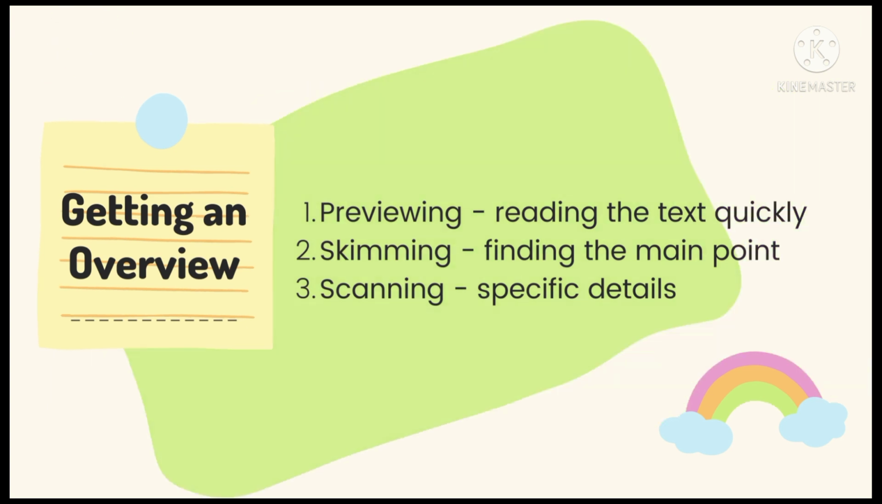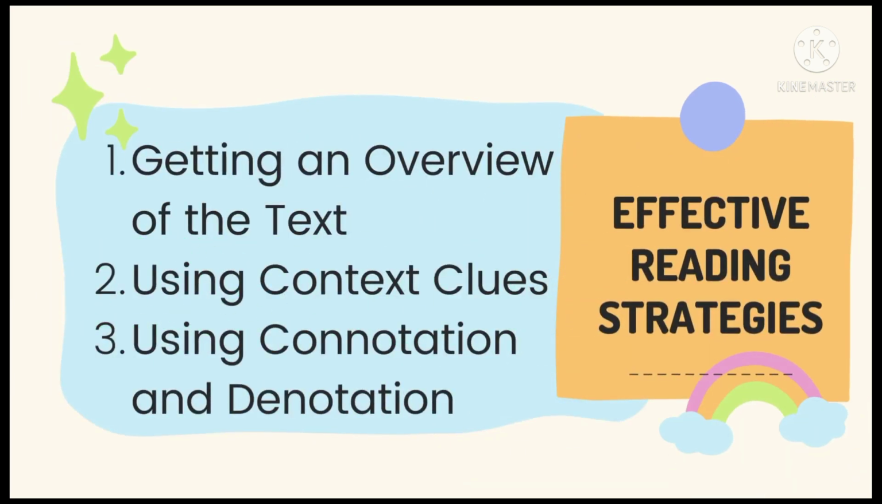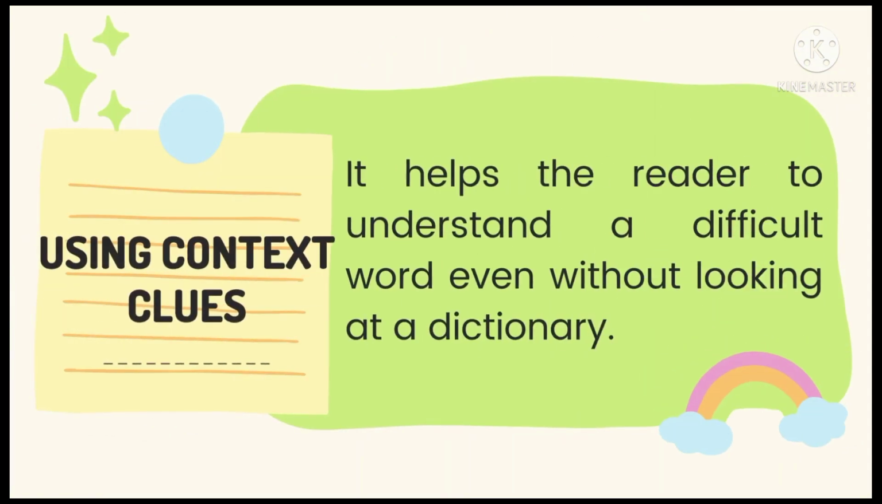The second technique, or the second effective reading strategy that we can talk about, is using the context clues. The use of context clues helps the reader to understand a difficult word even without looking at a dictionary. Context clues are hints found within a sentence, paragraph, or passage that the reader can use to understand the meanings of new or unfamiliar words. There are also some ways on how you will be able to understand the context in the sentence.